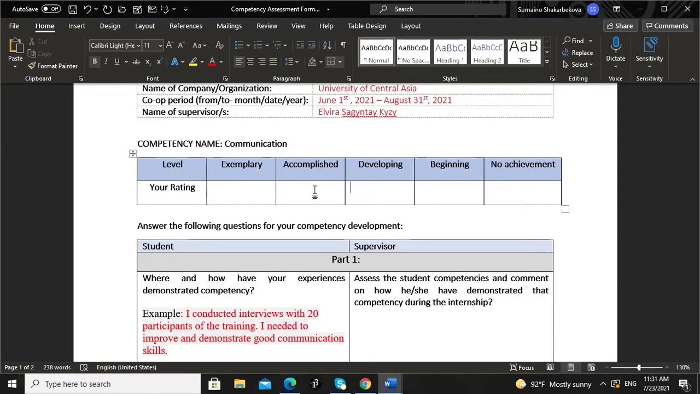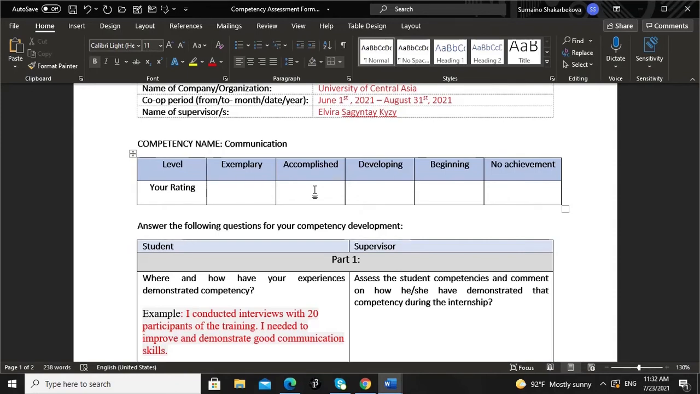And next, we have developing level of rating. So developing, I think it is even clear from its naming, right? So if your skill in that competency is in process of developing, you are just having experiences, you are just having opportunities where you can use and apply that particular competency. So you are in process of developing and applying that competency skill, then you might choose developing as a level of rating for that particular competency.